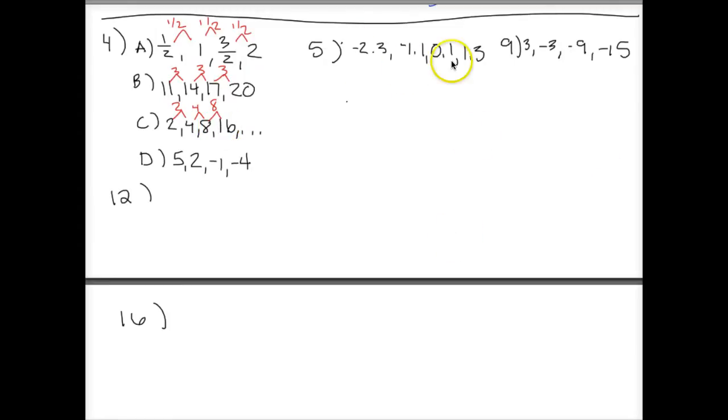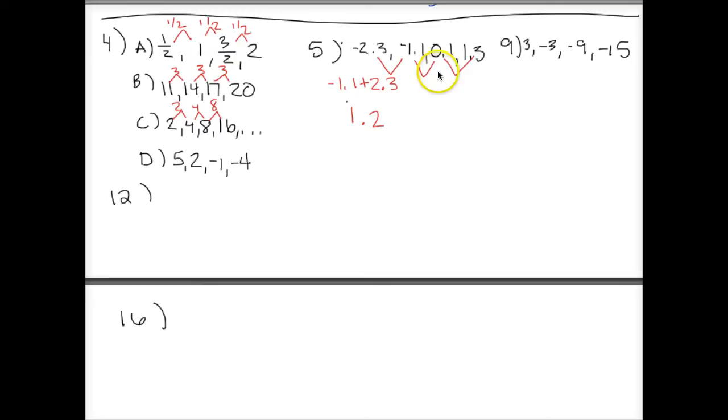Next one, number 5, I wrote out the sequence. It just asks you here to find the common difference. So same thing that I just did in 4. So finding the common difference here between each set should be consistent. So if I do -1 minus negative 2.3, remember that that turns into a plus. So this becomes -1.1 plus 2.3. Which then gives me 1.2.